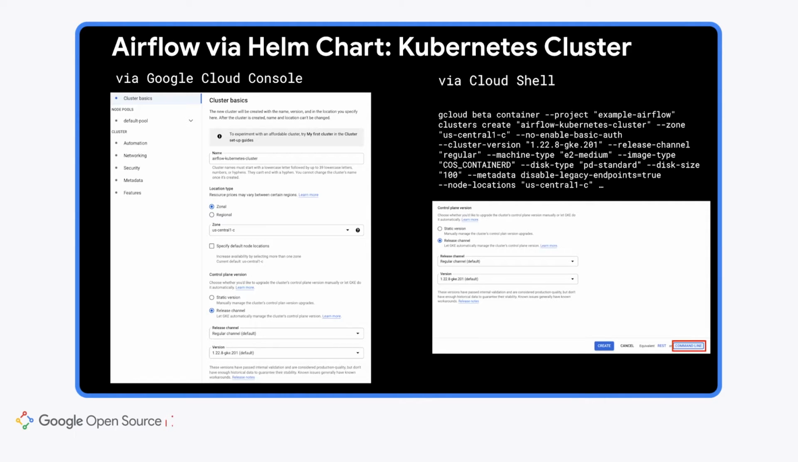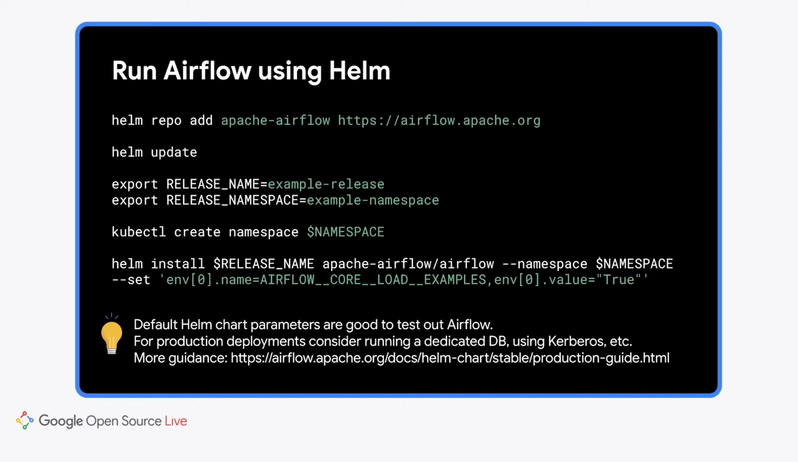Once we have the cluster, now we can focus on configuring Airflow so it runs on Kubernetes. Again, in the GCP Cloud Console, you can navigate to Cloud Shell. Within the Cloud Shell, you will already have Helm installed. So to be able to proceed with the installation of Airflow, you need to add the Apache Airflow repository to Helm.